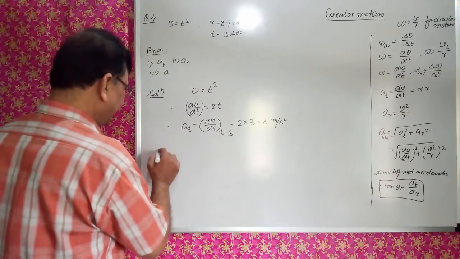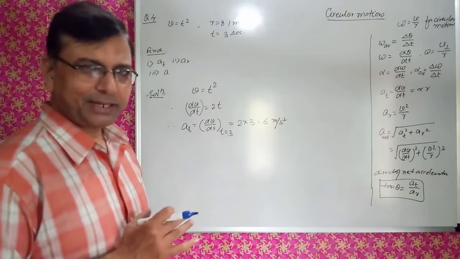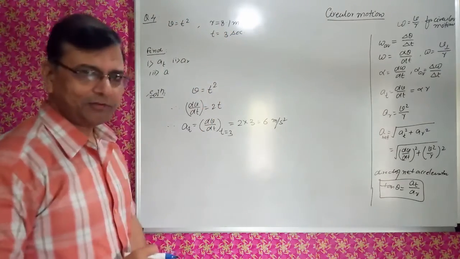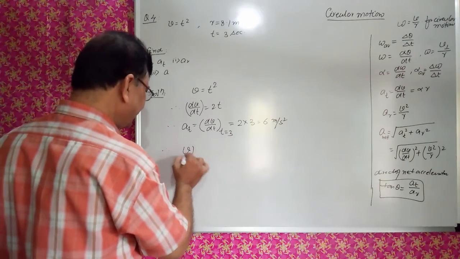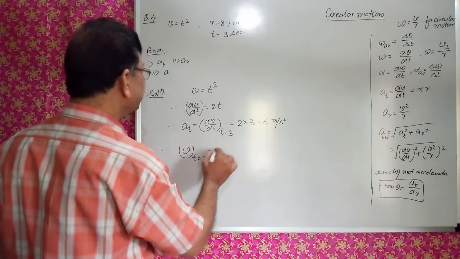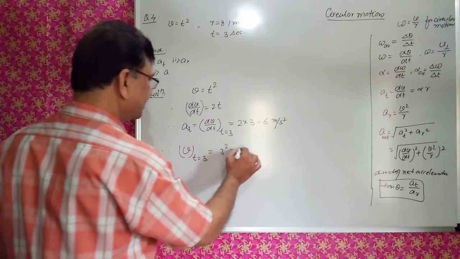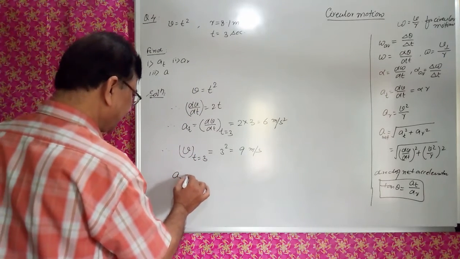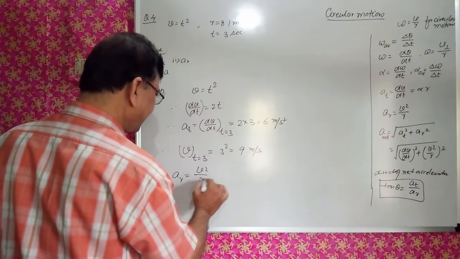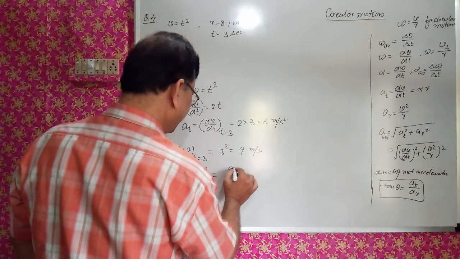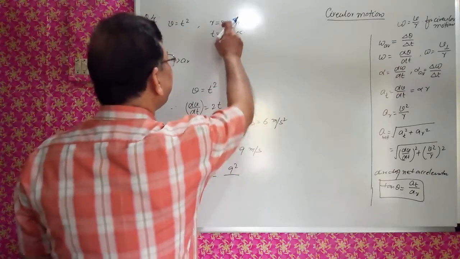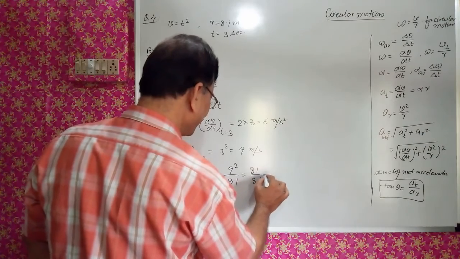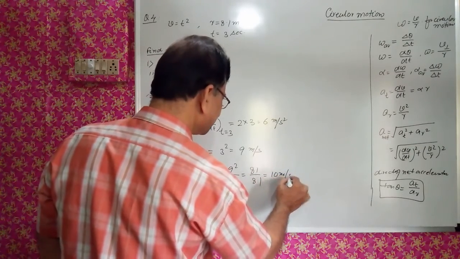Now we will find radial acceleration or centripetal acceleration. So at t is equal to 3 seconds, what is the magnitude of velocity? Velocity at t is equal to 3 seconds is equal to 3 square, that is 9 meters per second, and we know AR is equal to V square by R, that is 9 square upon radius 8.1 meter. So that is 81 upon 8.1, that is equal to 10 meters per second square.